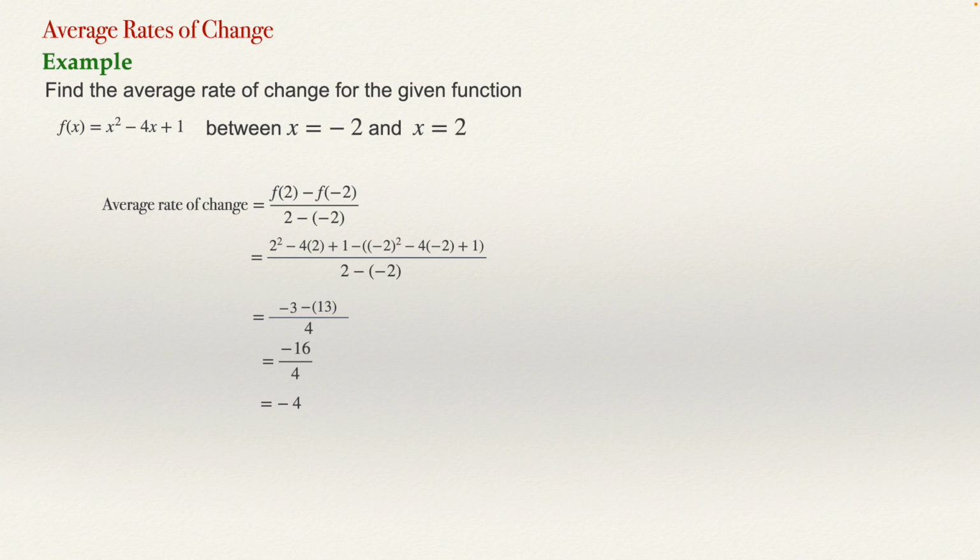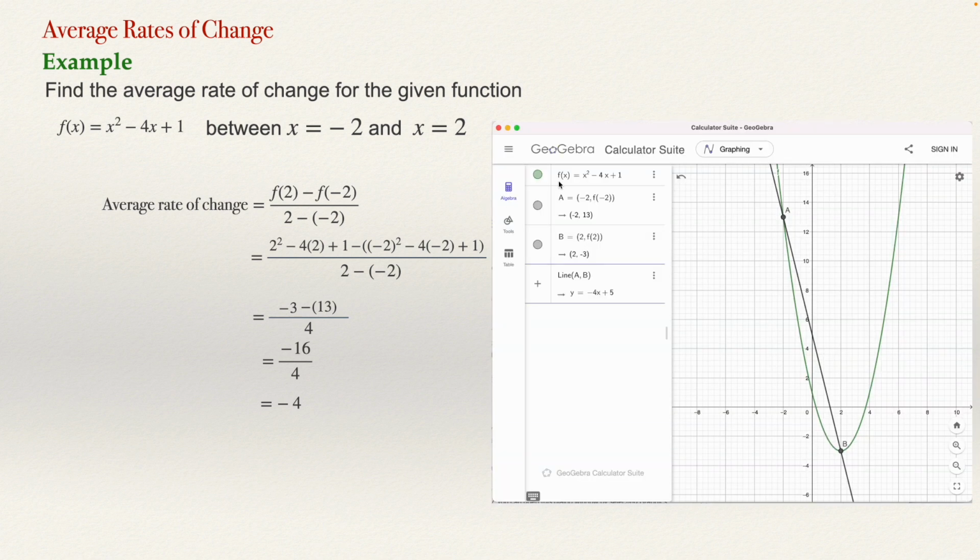If we want to see how the change looks in a graph, we can use software for making graphs, for example GeoGebra. I use GeoGebra to make the graph. I type the function in GeoGebra, and then I find the point A and the point B. So point A was negative 2, f of negative 2, the first point.